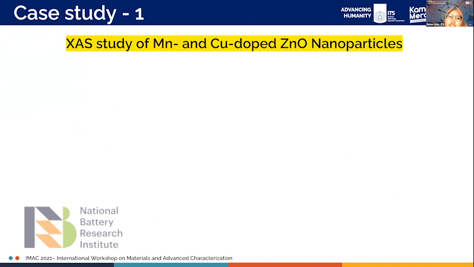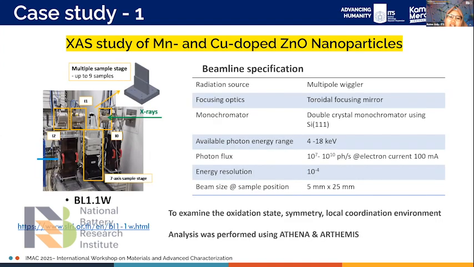And then I come to the first case study, which is a study of manganese and copper doped zinc oxide nanoparticles. Actually, Professor Darminto already explained some examples. It's just for complement. So the measurement was done at SLRI beamline 1.1W. And here is the specification of the beamline. And our purpose is to examine the oxidation state and also local structure surrounding the copper atom, and also the manganese atom.